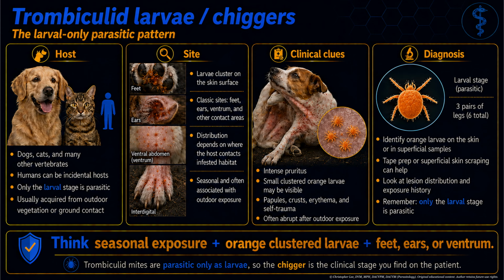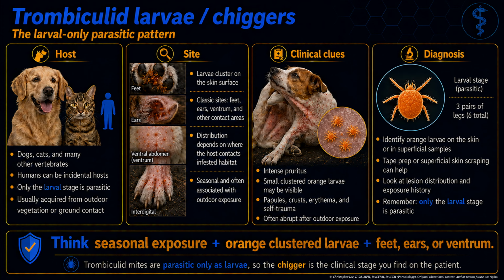Chiggers are trombiculid larvae, and the word larva is a big clue. Only the larval stage is parasitic. That is the stage found on the patient. The nymphs and adults are free living in the environment. Because these are larvae, they have 3 pairs of legs for a total of 6. That helps separate them from the later mite stages, which have 8 legs.